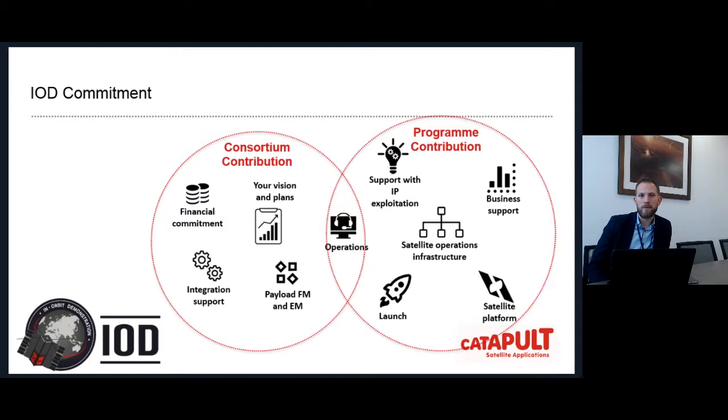Any hardware that needs to be provided, so the payload, for example, flight models and any engineering models would have to be provided as well into the program, and integration support. So we would expect any applicant to work with ClydeSpace and indeed our own platform, the ground segment providers, to ensure that the technology can be utilized appropriately. We'll come back to operations, but from the program side, we provide support with the exploitation of the IP developed. We're not interested in holding on to any IP.